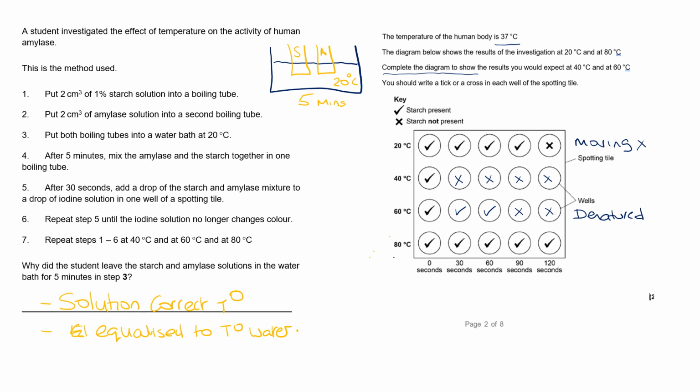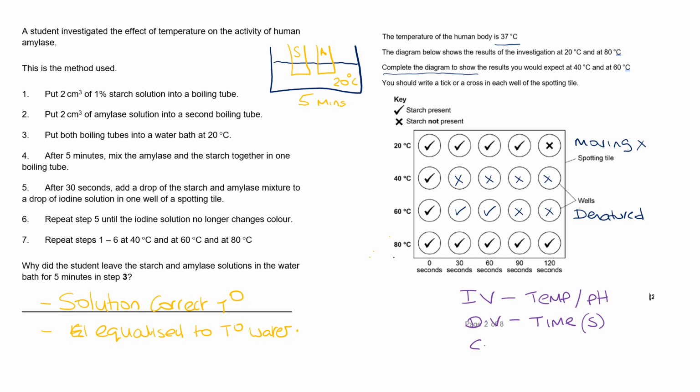Now the other thing associated with the required practical is that you do need to be able to identify the variables. So make sure that you can recall the independent variable is the one that you change each time, and in this case it is temperature. Alternatively, if they ask you to investigate the effect of pH, then it would be pH that would be the independent variable. The dependent variable in this case is the time it's taken for the starch to digest, and that is in seconds. Make sure you include any units.